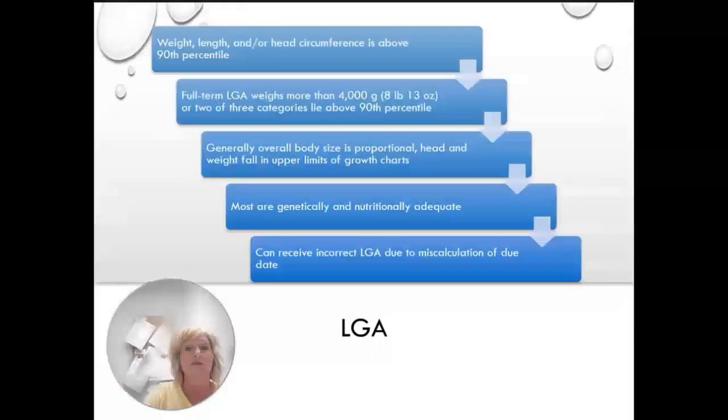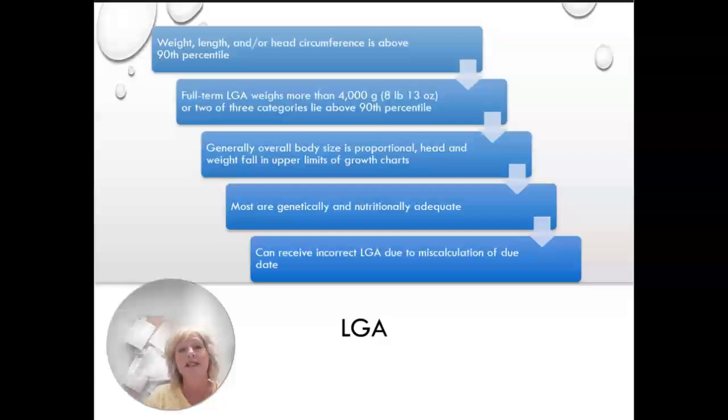Large for gestational age. Okay, this is where the weight, length, and head circumference is above the 95th percentile. So full-term large gestational weights are more than 8 pounds and 13 ounces. And they have to have that in 2 or 3 categories above that 90th percentile. So it has to be 2 to 3 in weight, length, and head circumference. Generally, our large for gestational age babies, they're proportional. Their head and weight fall in the upper limits of those growth charts. So we look for that.